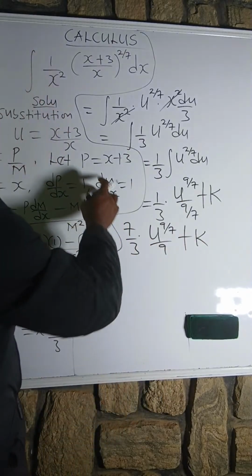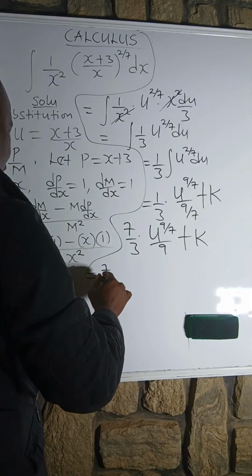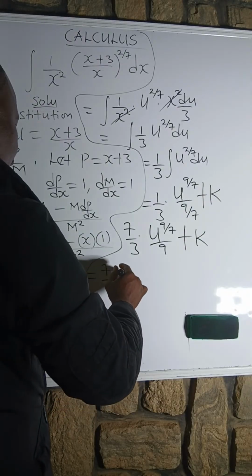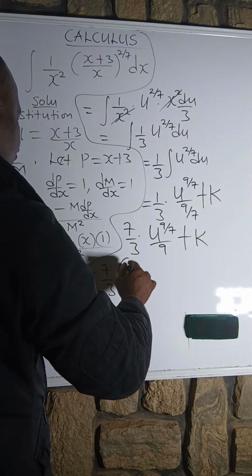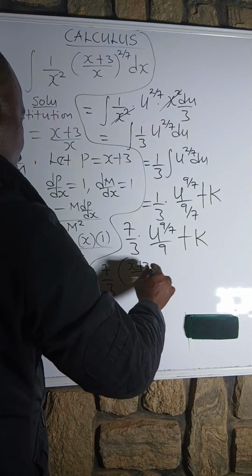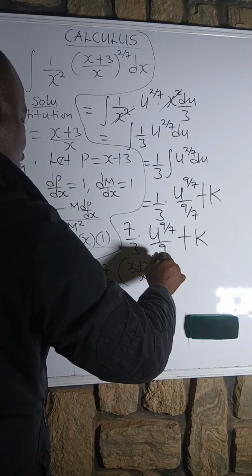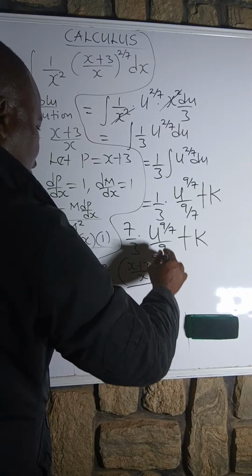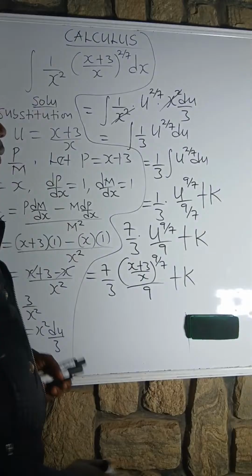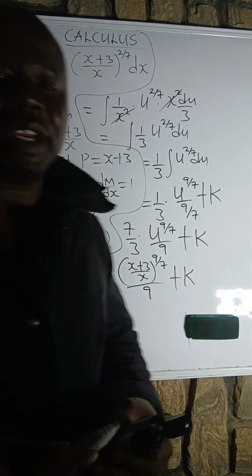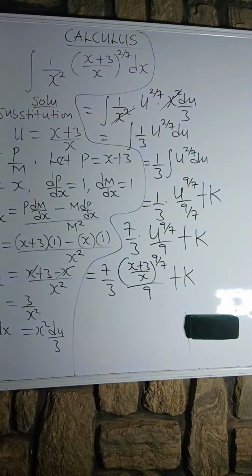But our u is this. So therefore our final answer will now be 7 over 3, then x plus 3 over x, raised to the power of 9 over 7, all over 9, plus k. So this is the final answer. Do you have any question?